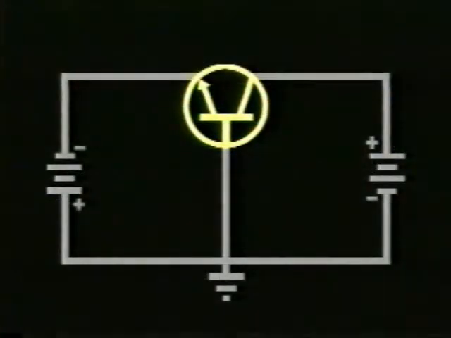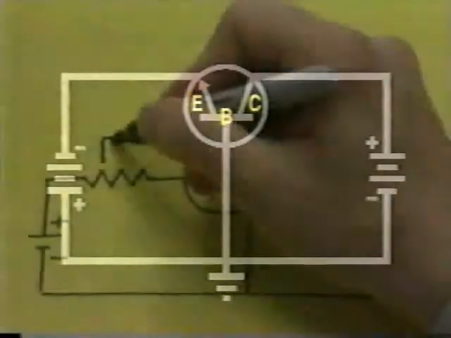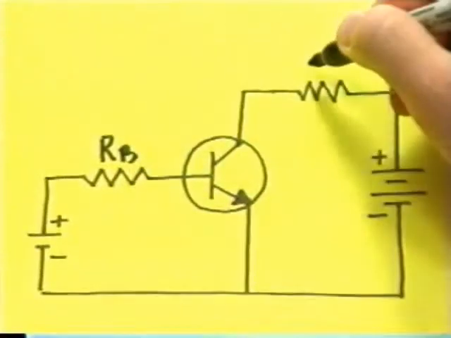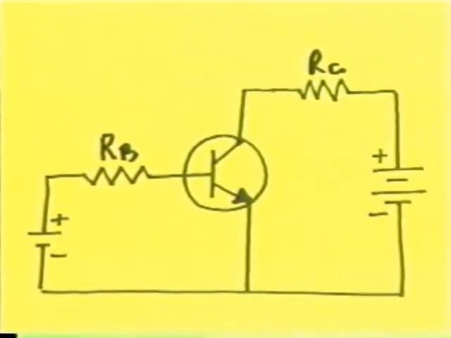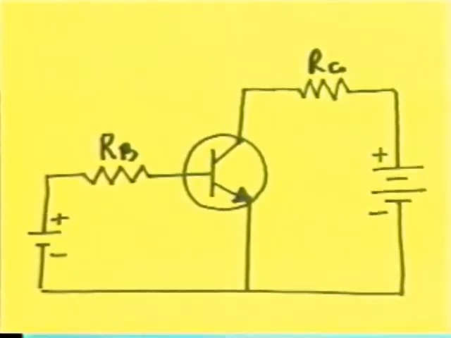Here's the schematic symbol for the NPN bipolar transistor in the circuit. Be sure you remember which lines represent the emitter, the base, and the collector. An important thing to realize, however, is that there are two different voltage needs. Look at this variation on the circuit. Resistors are used in both the base and collector circuits to set the currents to the desired values.